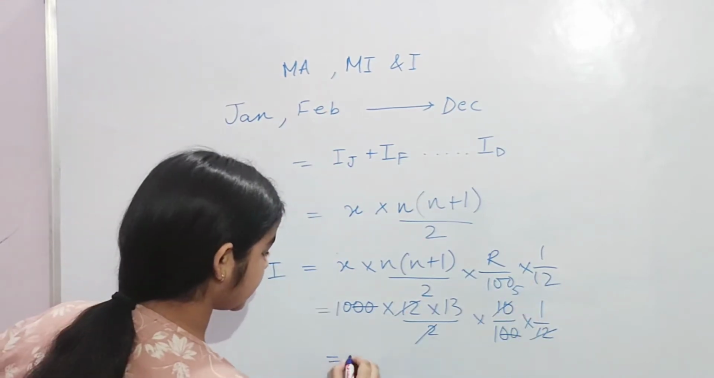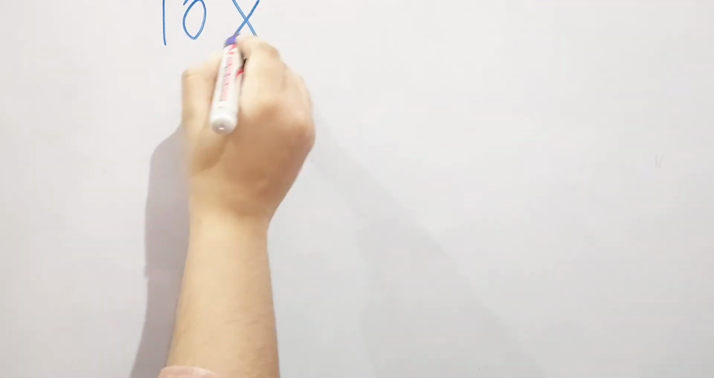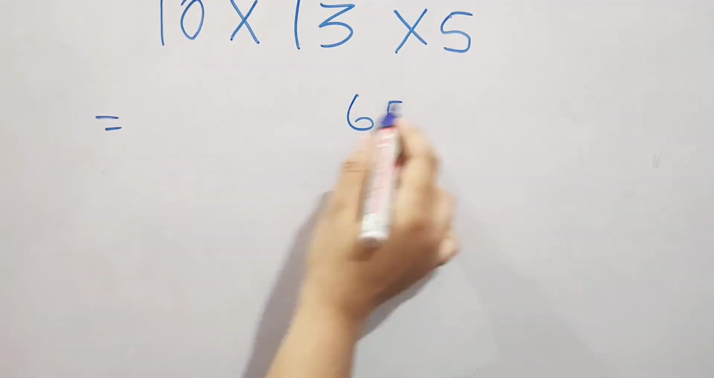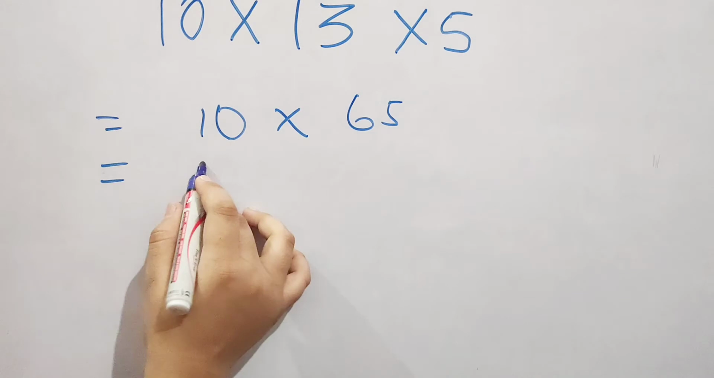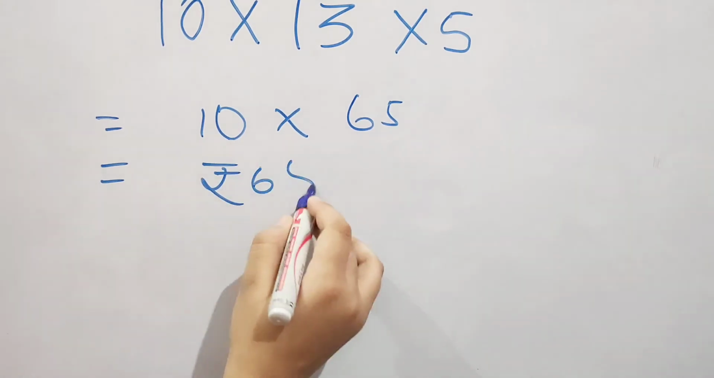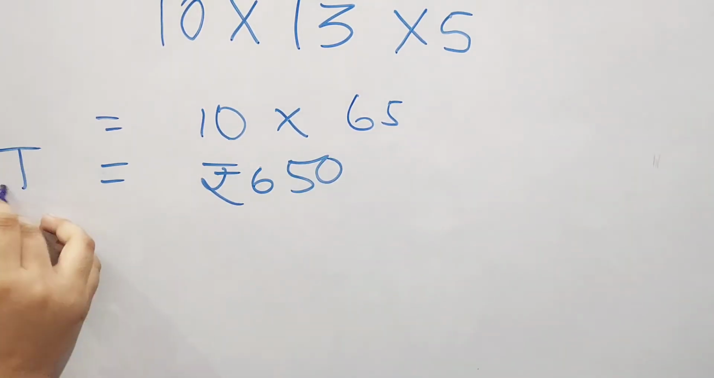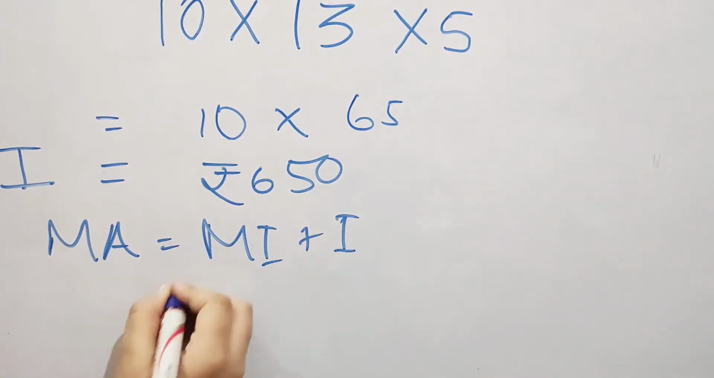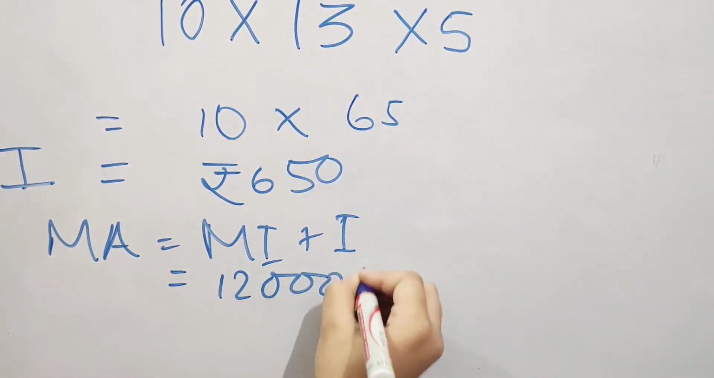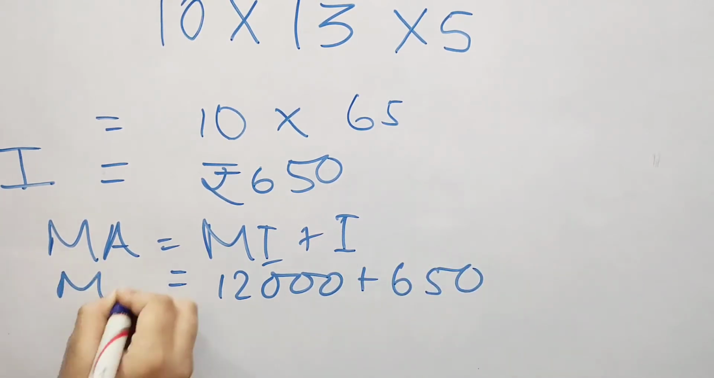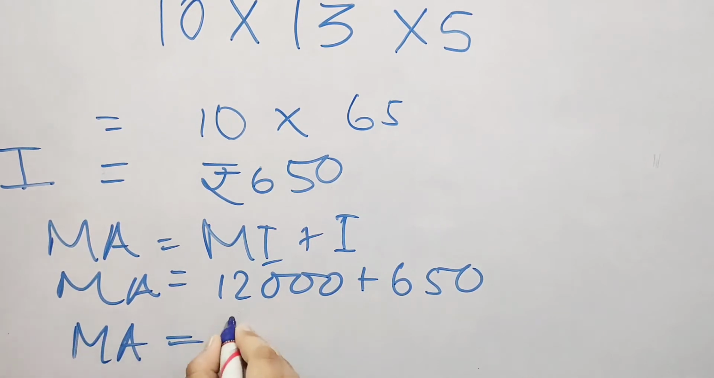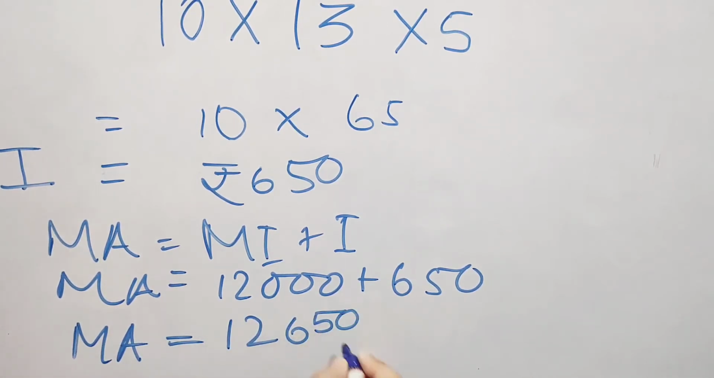What are we left with? That is 10 times 13 times 5. So 13 times 5 is 65 and 10 times 65 is 650. Now we are supposed to find the maturity amount, that is monthly installment plus interest. So 12,000 plus 650, and we are left with 12,650 as the maturity amount or the maturity value.